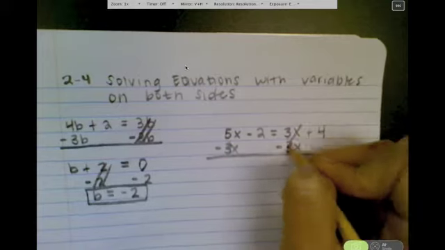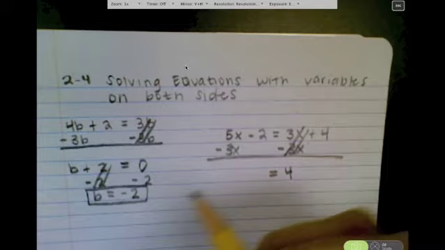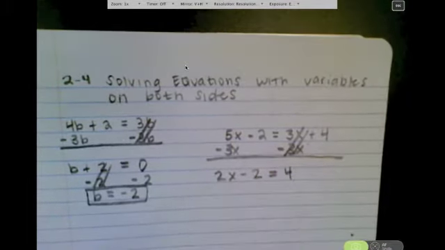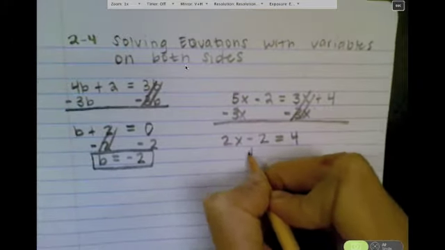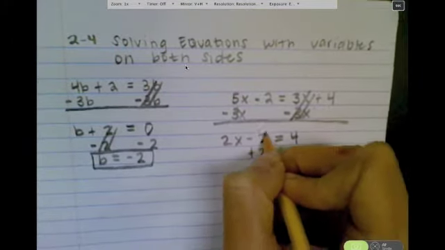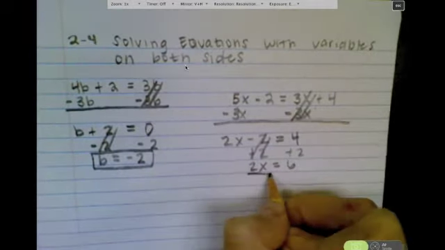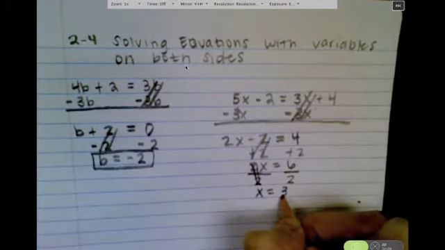Positive 3x and negative 3x cancels out, and on this side I'm left with 4. 5x minus 3x is 2x, so now I have 2x minus 2 equals 4. Now to solve for x, I'm just going to add 2 to both sides, and then divide by 2 on both sides. So x is equal to 3.